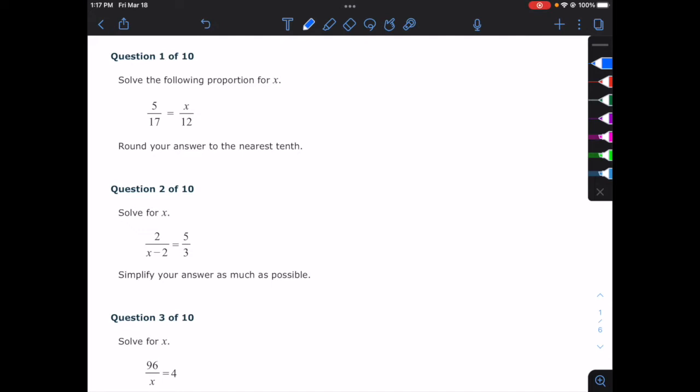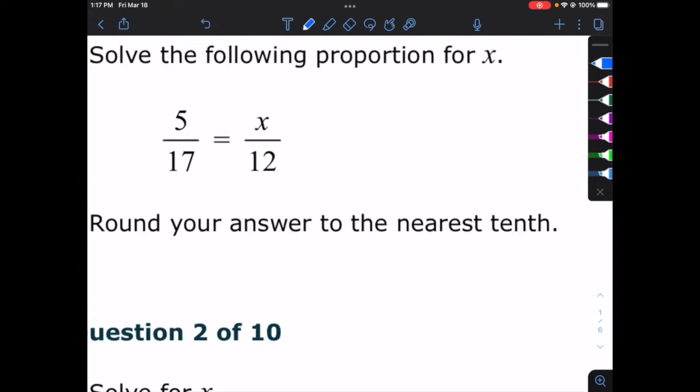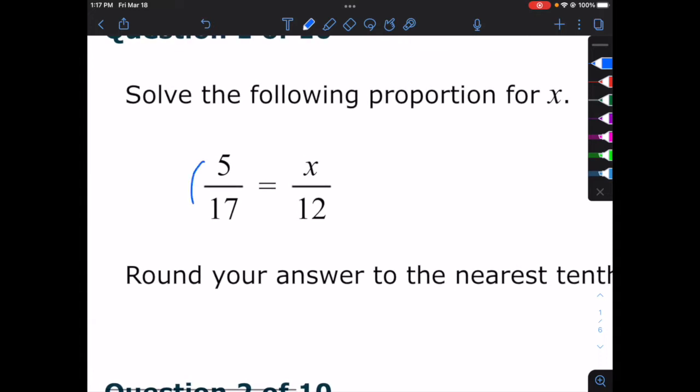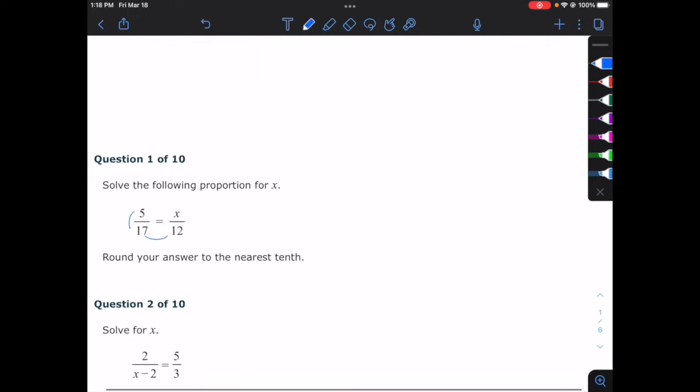Certainly, if there is a nice scale factor, you could use that. And if I look closely at this, I would be looking for a number that would multiply from 5 to 17 or from 17 to 12, and neither of those are showing up. So in this case, our other method for solving proportions would be the cross product equation. So our two cross products are going to be equal to each other. So 5 times 12 is 60, and that's equal to 17x. Okay, so then we can divide both sides by 17.